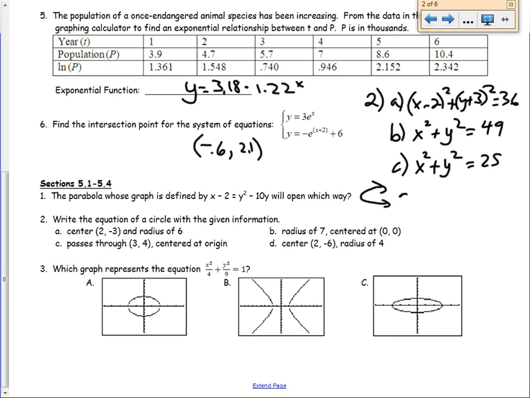And then the last one, center 2, negative 6, x minus 2 squared plus y plus 6 squared equals 16. I believe, if I remember right, this was a test question. It says, which graph represents x squared over 4 plus y squared over 9? The thing that you have to remember there, eyes up here.